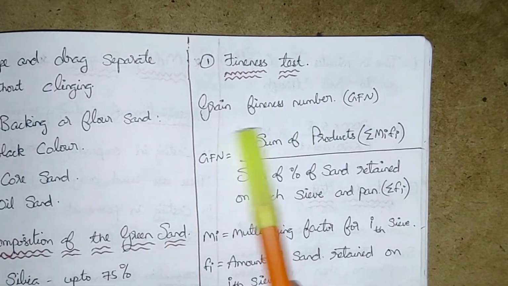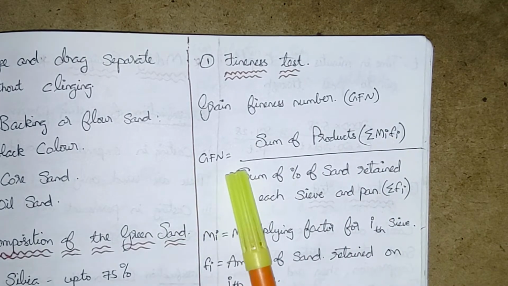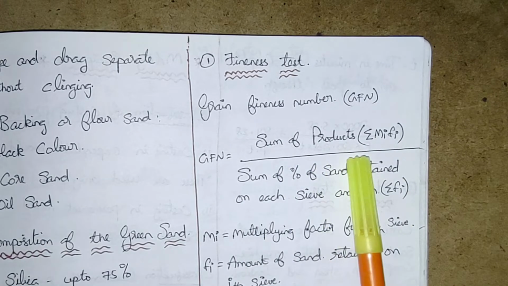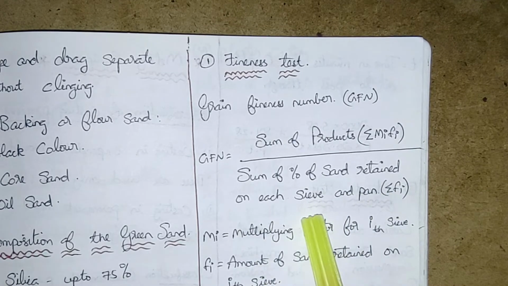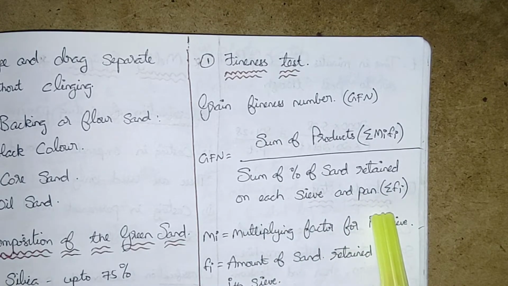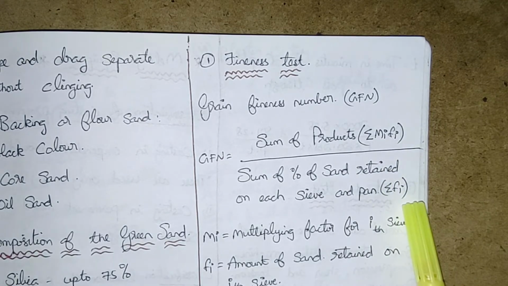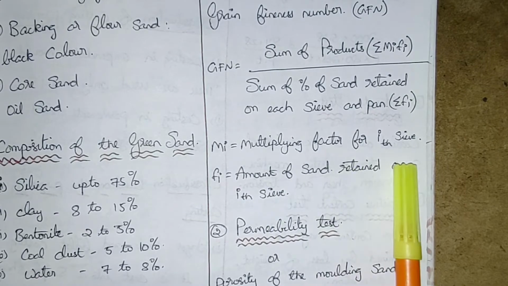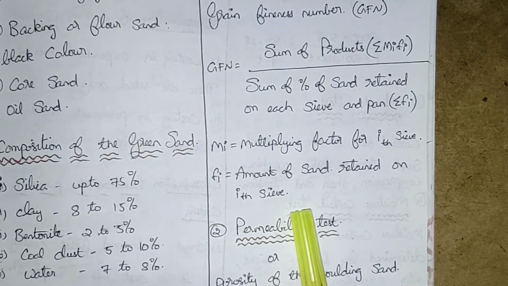Fineness test, grain fineness number, GFN. Grain fineness number GFN is equal to the sum of products divided by the sum of percentage of sand retained on each sieve and pan. That is, summation of Mi Fi by summation of Fi, where Mi is the multiplying factor for the ith sieve and Fi is the amount of sand retained on the ith sieve.